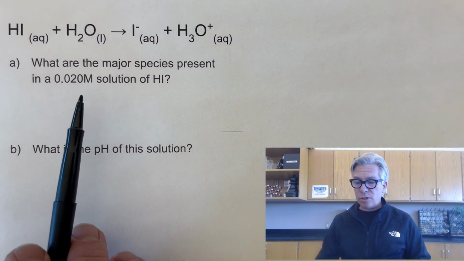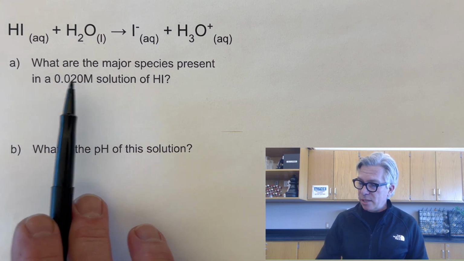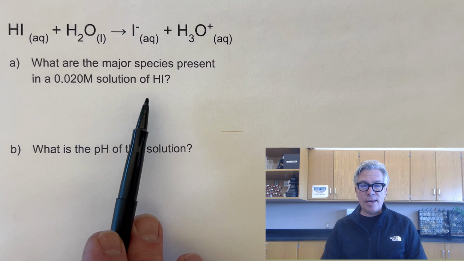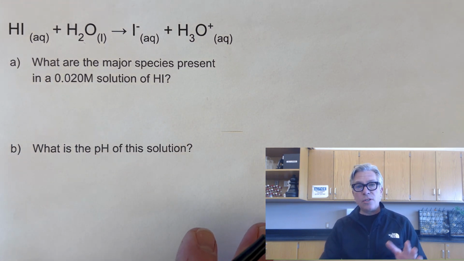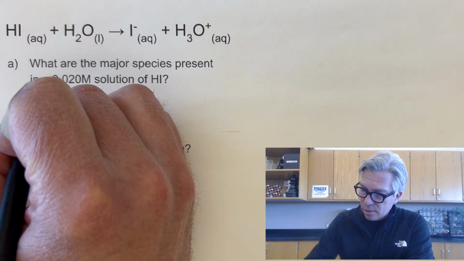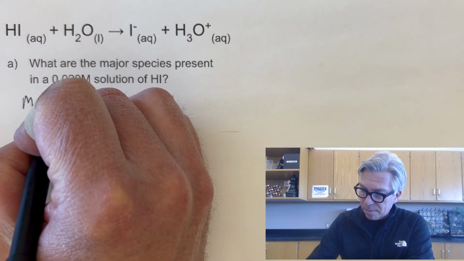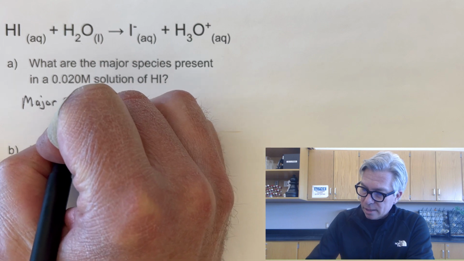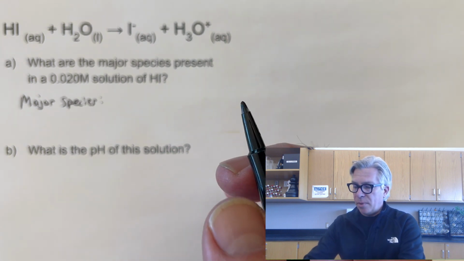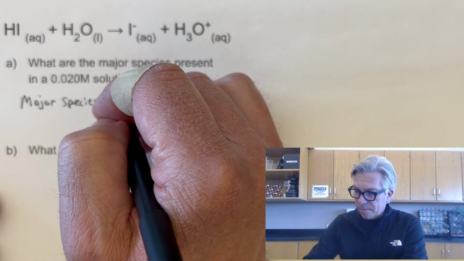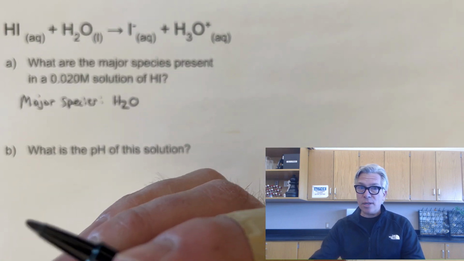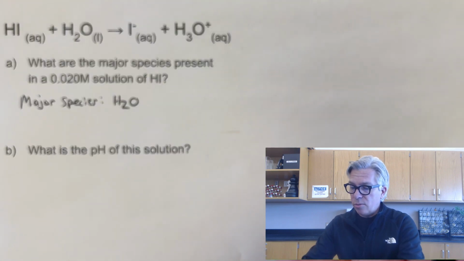So you'll see this question probably a bunch of times. What are the major species present in a 0.02 molar solution of HI? Hydroiodic acid is one of the strong acids. So when you're answering a question like this, it's helpful to just do this anytime you get into a complicated, especially buffer problem: make a list of what's there and what is probably going to affect the solution the most. Obviously, you should always include water. Water is one of the major players in any aqueous solution because that's the thing that there's the most of. It's everywhere. So include water.